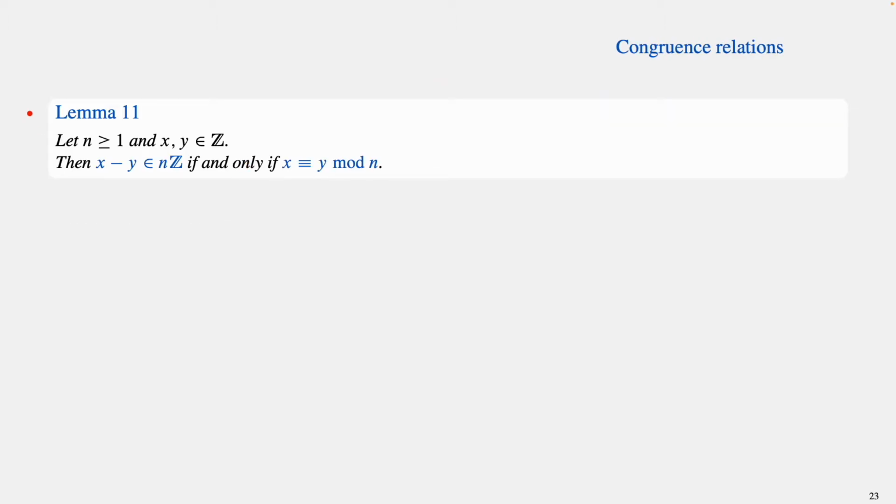So first we have this little lemma where we have an equivalent description of the congruence relation. Let n be greater or equal to 1, and we have two integers x and y. Then x minus y is contained in nℤ, so x minus y is a multiple of n, if and only if x is congruent to y modulo n. Okay, so we have an equivalence that we need to prove, so we need to prove two directions.